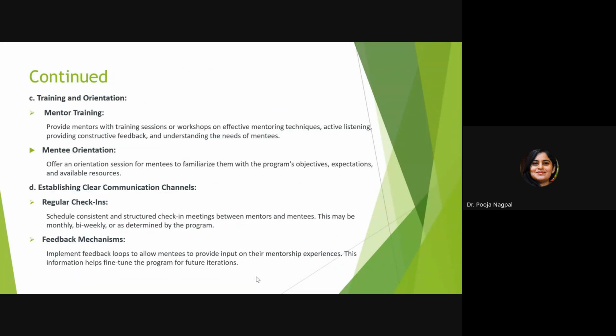Next one is training and orientation. Mentor training: provide mentors with a training session or workshop on effective mentoring techniques, active listening, providing constructive feedback, and understanding the needs of the mentees.